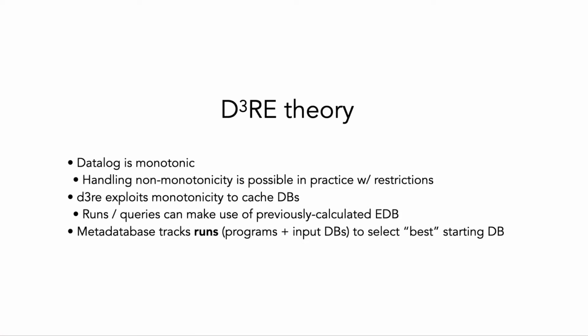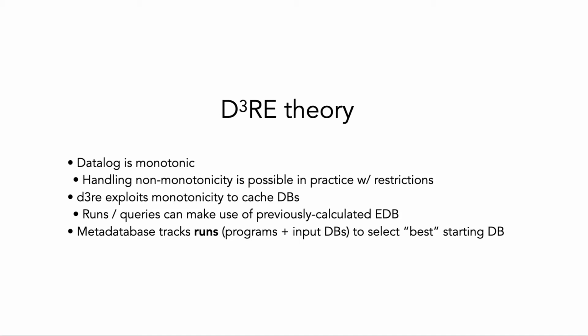Now, D3RE exploits one basic fact about datalog. Datalog is monotonic. That means you're strictly going to add more and more facts as you learn more about the program. In practice, there are occasionally times in which you might want to handle non-monotonicity. So for example, you might want to remove facts from the database. We can handle that as well. D3RE exploits this monotonicity to cache databases.